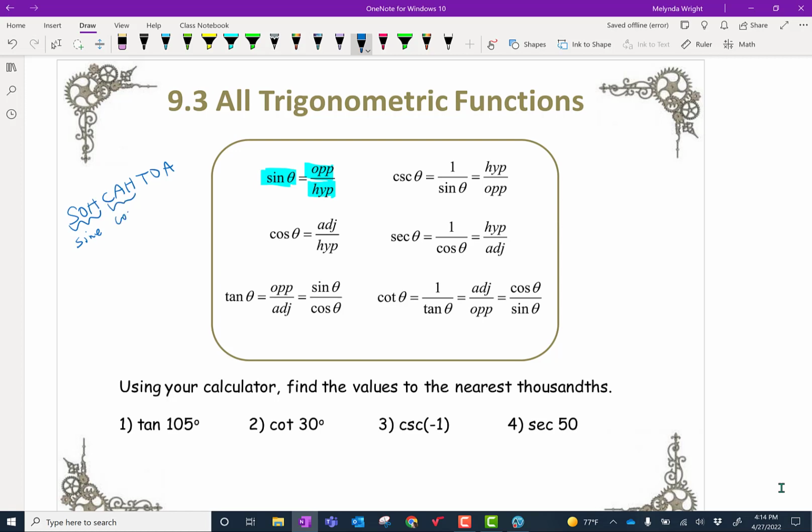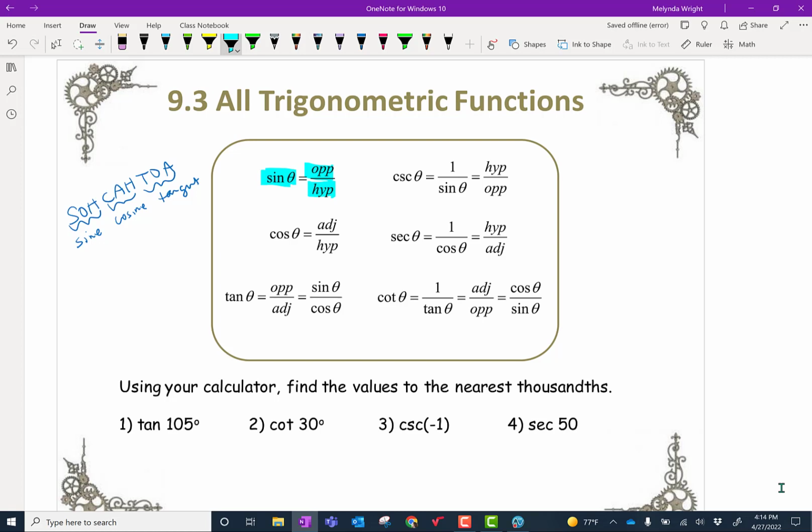This part is for cosine. That means cosine is adjacent over hypotenuse. And this part is for tangent. And this means tangent is opposite over adjacent. So, I mean, I even think about that, and I'm pretty old, so I use SOHCAHTOA myself. It just helps us remember the ratio.